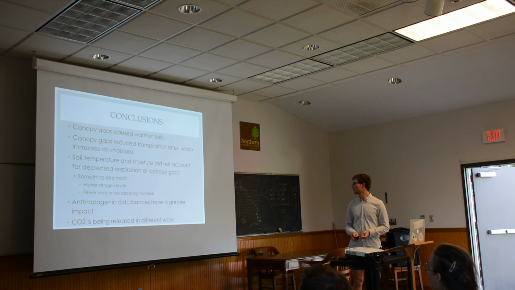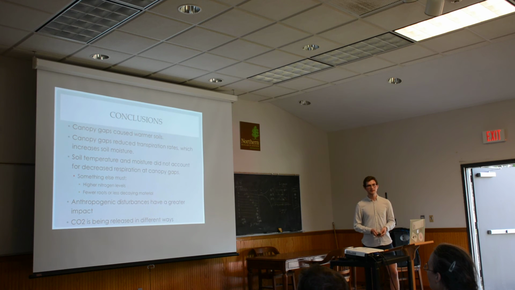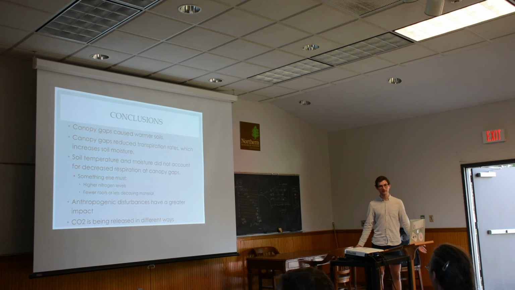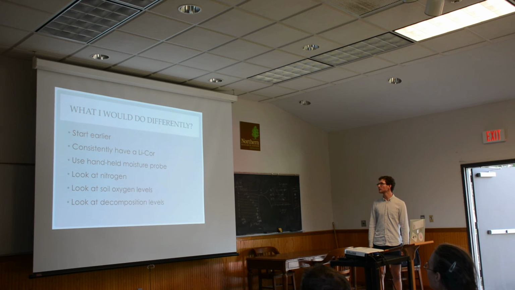And then finally, anthropogenic disturbances have a greater impact on these processes. And you saw that carbon dioxide release was higher at the gap sites. I'm not saying that we should go and clear cut everything. That just must mean that carbon is being released in other ways when we're deforesting or clear cutting.